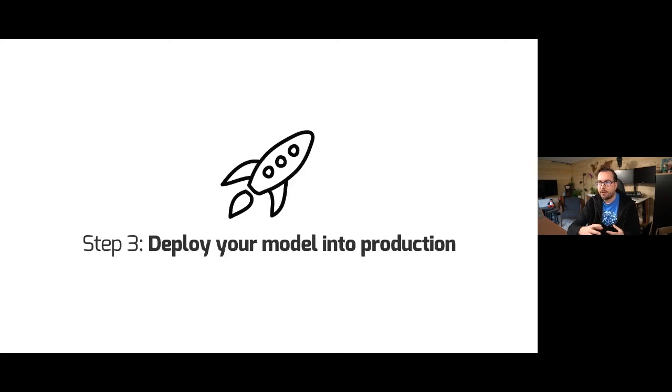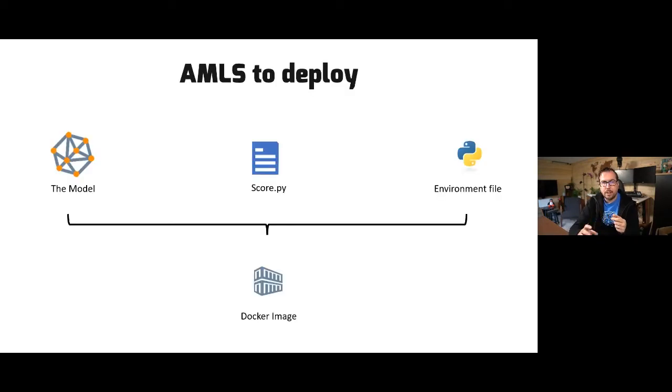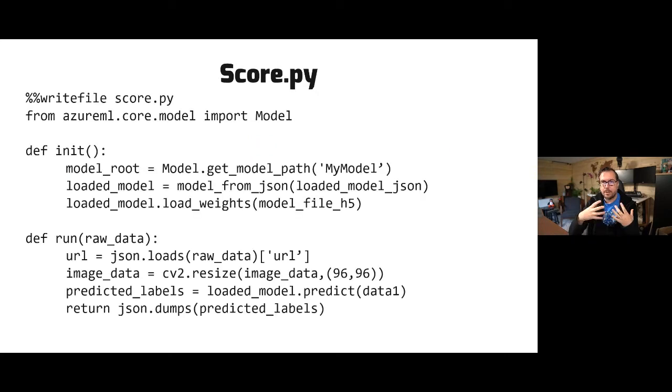So now it is time to deploy it in production, development, whatever environment you want. For that, we need 3 things. We actually need a model. We need a script that will load in the model and run on every request. And we need an environment file that will specify how the environment has to look. We wrap those 3 things together, and then we will get a Docker image. And that Docker image we can deploy.